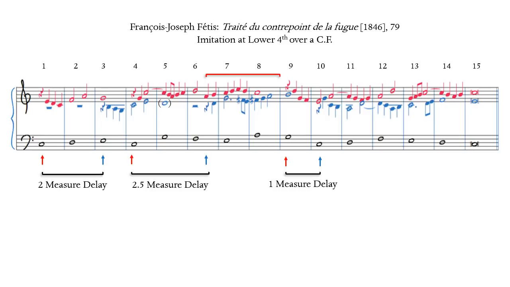Fetis also uses the opportunity of this quarter note rest at the beginning of measure 10 to adjust the interval of imitation, so that the alto note G follows a 5th below the soprano note D rather than a 4th. Fetis adjusts the interval of imitation again a little bit later, when the soprano note F on beat 3 of measure 11 is imitated by the note A in the alto voice in measure 12, a 6th below the leading voice. Then in measures 13 and 14, the interval of imitation returns to a 5th, and the time delay is shortened to even less than 1 measure as we approach the cadence.